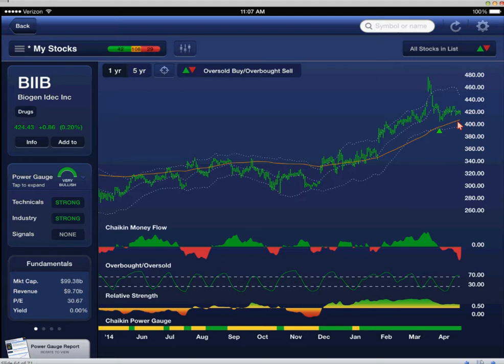But if you wanted to take an options trade into those earnings reports, you want to be on the long side, even though the Chaikin money flow tells you that people are taking profits. Stocks with bullish power gauge ratings that are outperforming the market are twice as likely to report a positive earnings surprise as stocks without a bullish power gauge rating. So here's a test of the system. Is it going to work 100% of the time? No, but the likelihood is Biogen's going to report better than expected earnings and spike to the upside.